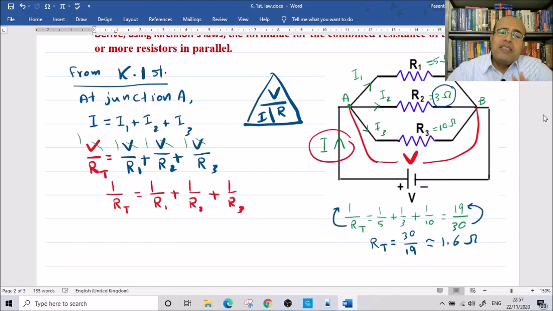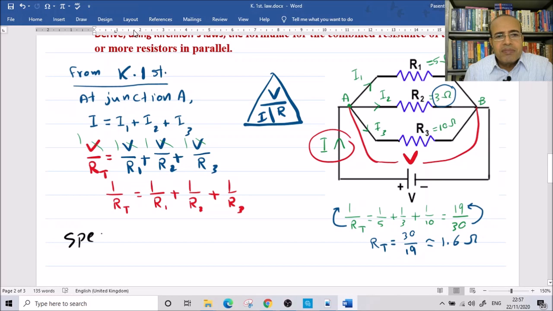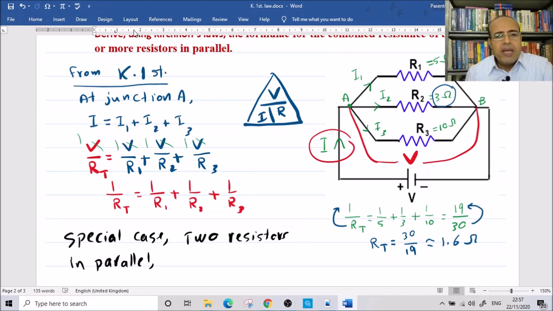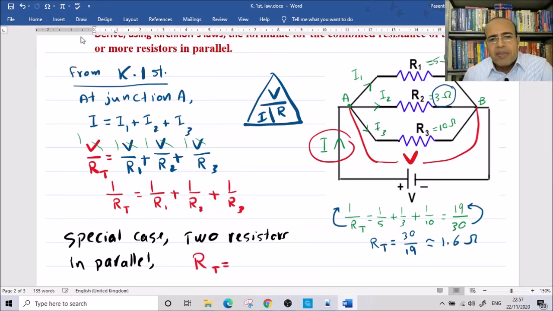We have a special case if there are just 2 resistors in parallel. So this is a special case. If there are 2 resistors in parallel, so we can say this is the formula to be easy: R total equals R1 times R2 over R1 plus R2. So this is a special case if there are 2 resistors in parallel.